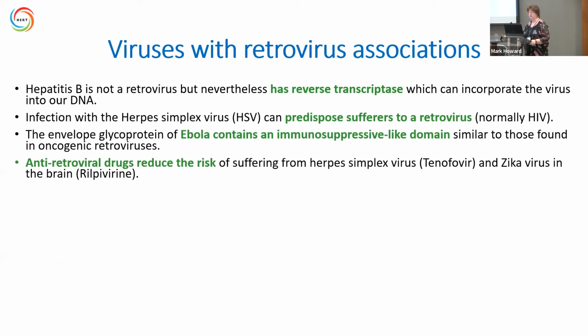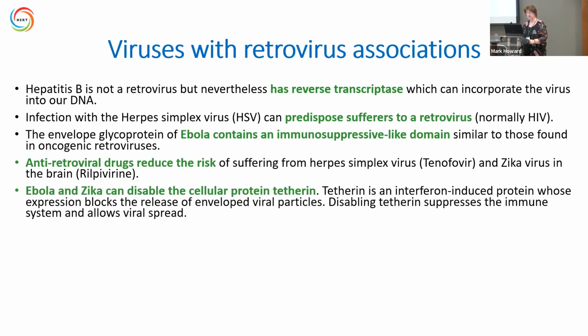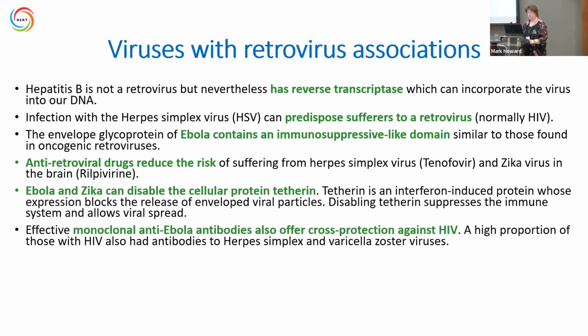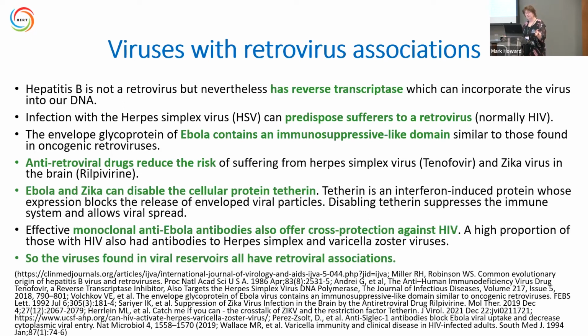Antiretroviral drugs reduce the suffering from herpes simplex and Zika virus. So that's quite interesting. I had no idea about that. Ebola and Zika can both disable tetherin. Again, don't worry, I'm coming on to that. Monoclonal anti-Ebola antibodies offer cross-protection against HIV. And so you can see why I've said these viruses all have retroviral associations.